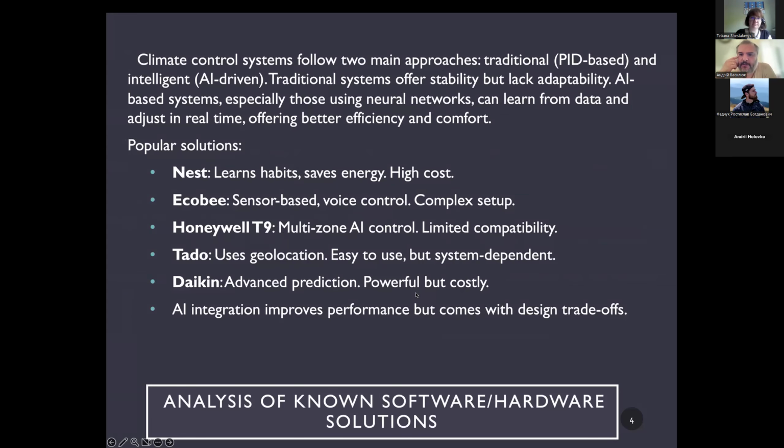The analysis of current climate control solutions relies on 2 main approaches: traditional systems using classical regulation algorithms and modern systems based on machine learning and neural networks. Traditional systems maintain environmental stability but lack adaptability to changing conditions. They're mainly applied in industrial and commercial settings where stable parameters are essential. In contrast, AI-based systems, especially those using neural networks, offer adaptive climate regulation. These systems can analyze historical data, predict changes, and adjust operations in real time, demonstrating greater efficiency and flexibility in dynamic environments.